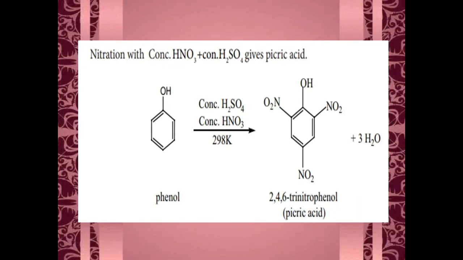Next one, preparation of picric acid from phenol. It is an important question. When phenol is reacted with concentrated sulfuric acid and concentrated nitric acid at 298 Kelvin, it gives picric acid. The formula for picric acid is given there, and the IUPAC name is 2,4,6-trinitrophenol. If you put the number 1 on the hydroxy, the second number goes to NO2, the fourth number goes to NO2 and the sixth number goes to NO2, so that we get the name 2,4,6-trinitrophenol.